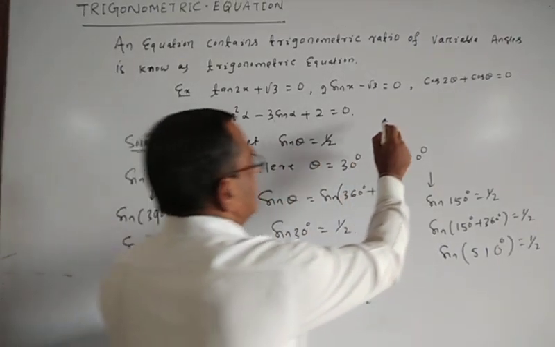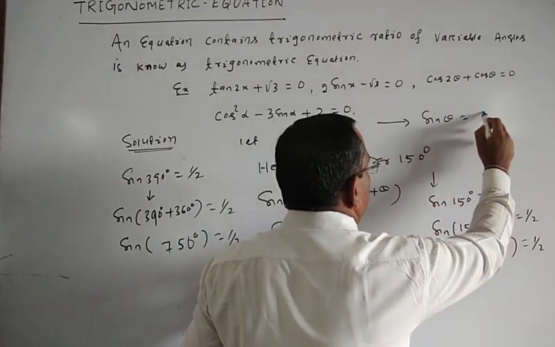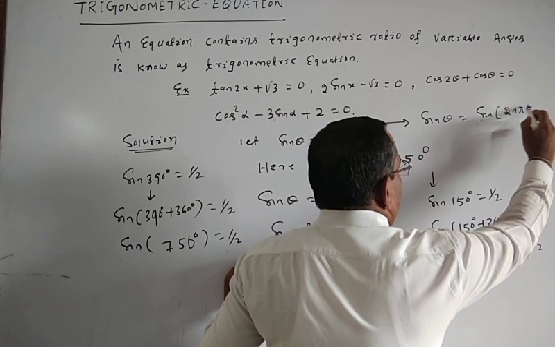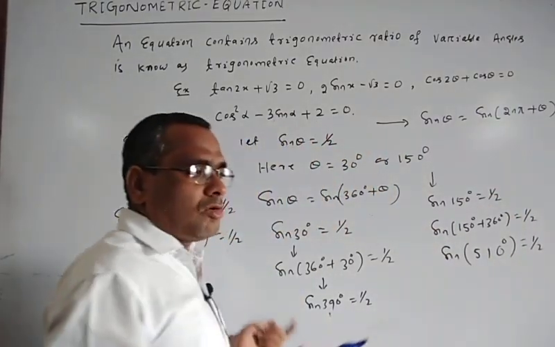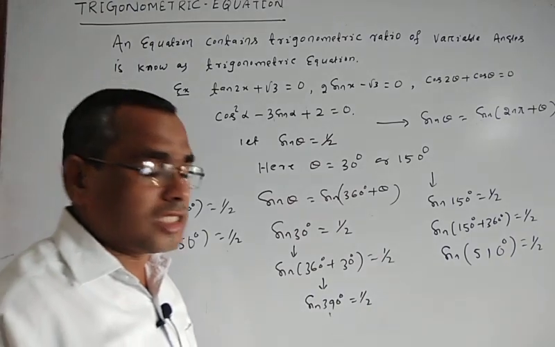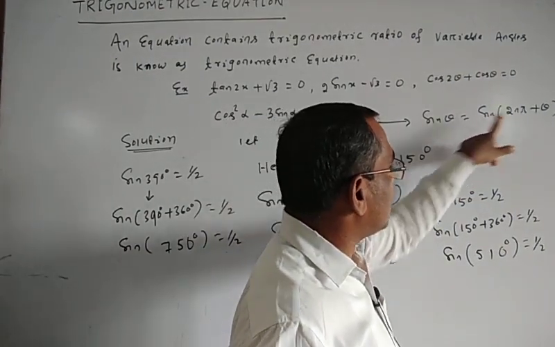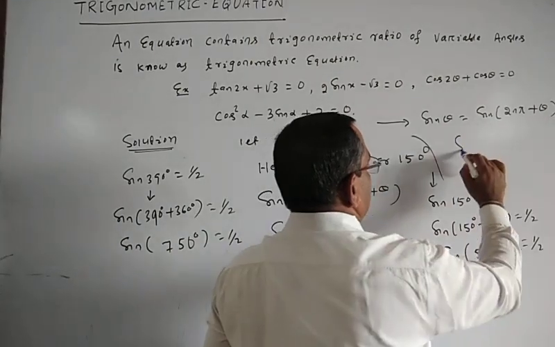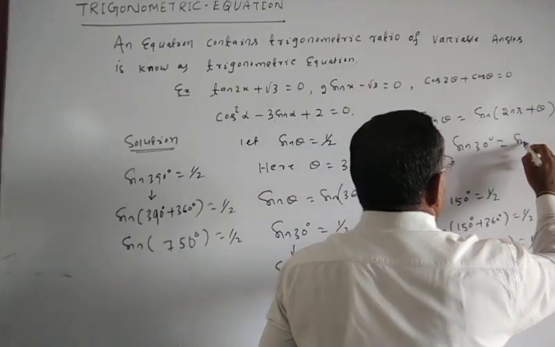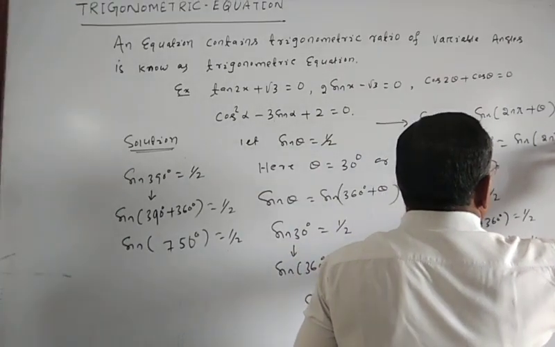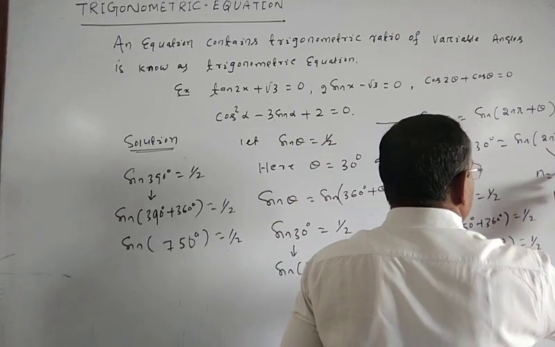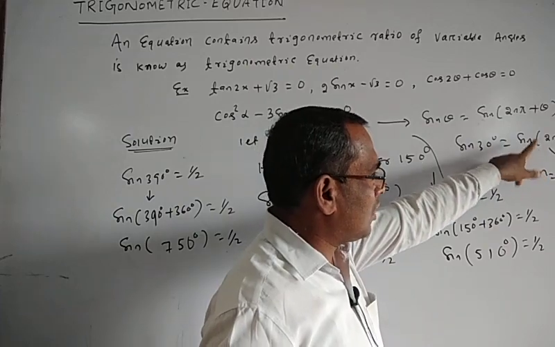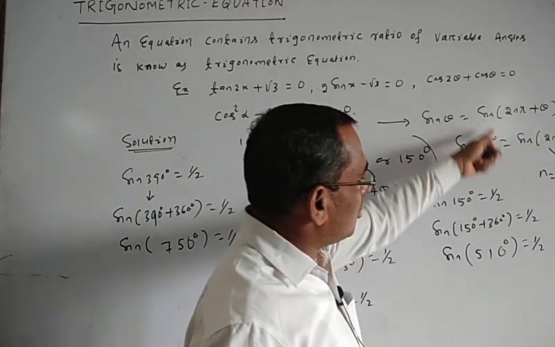In general, sin theta is equal to sin of 2n pi plus theta. 2 pi is equal to 360 degree. Like that, sin 30 degree is equal to sin of 2n pi plus 30 degree. If we put n is equal to 0, then this will be 30 degree. If we put n is equal to 1, then 2 pi plus 30 degree. This is also 1 by 2.